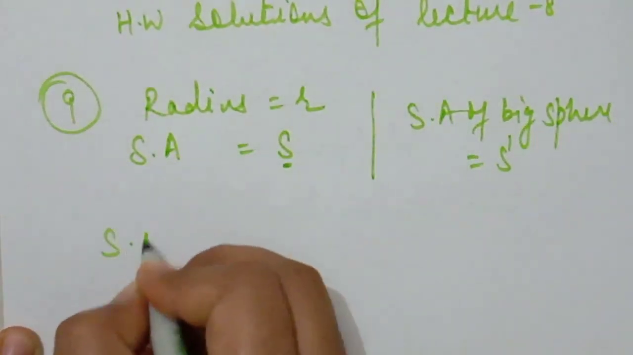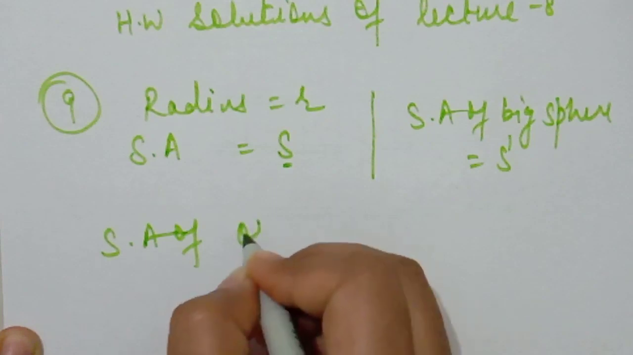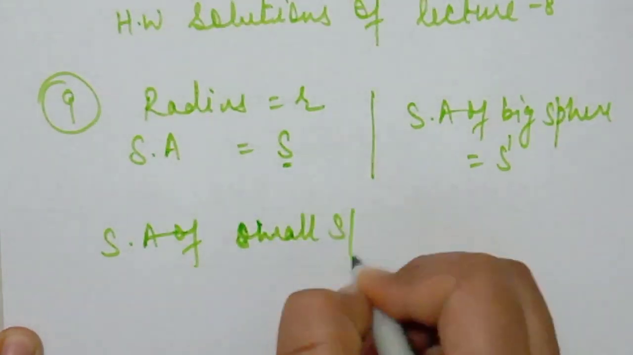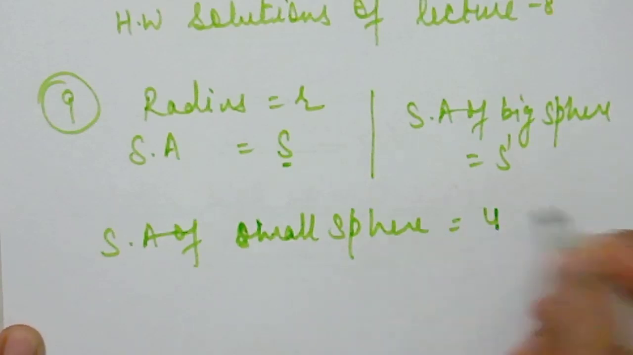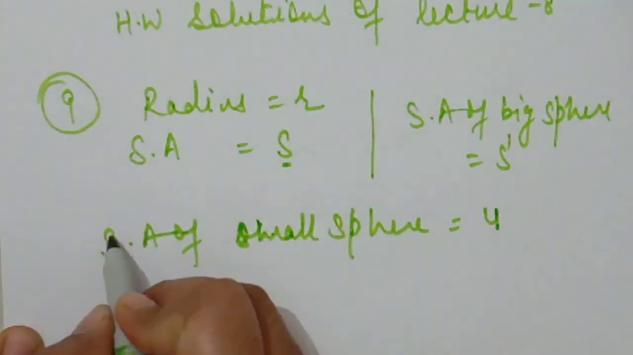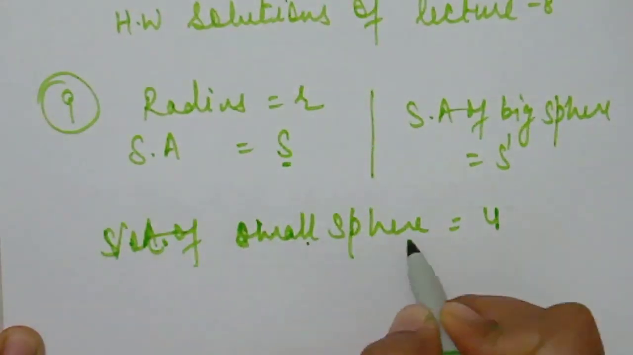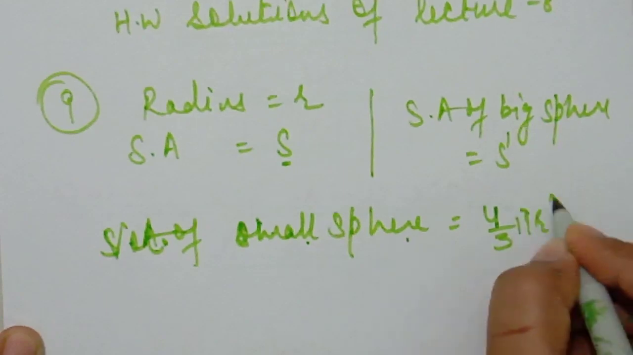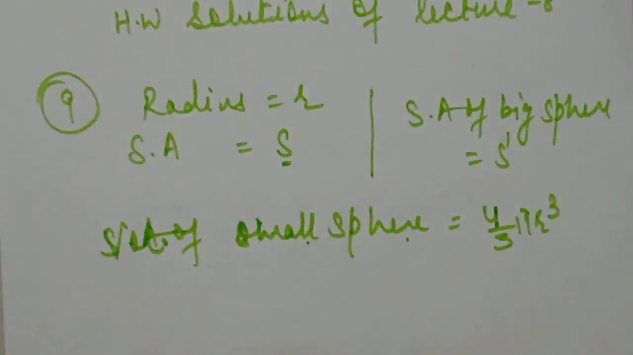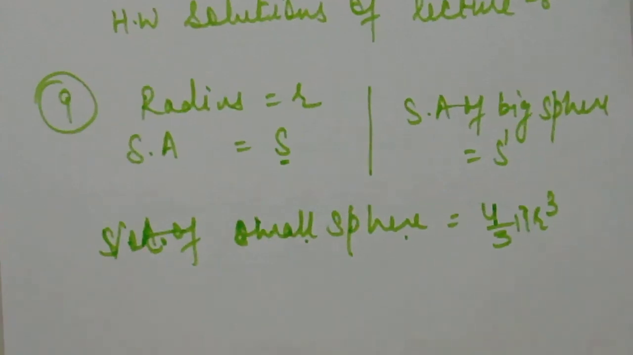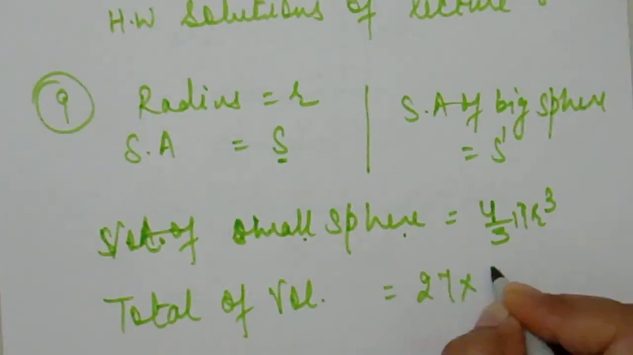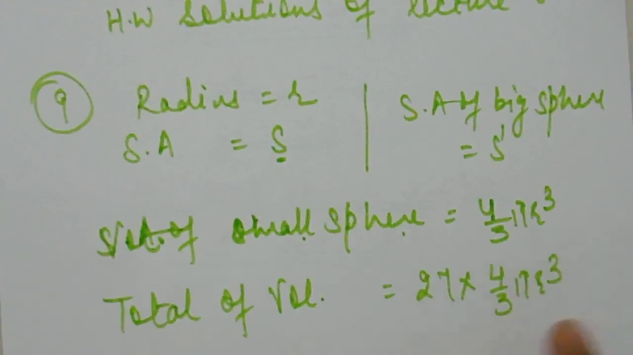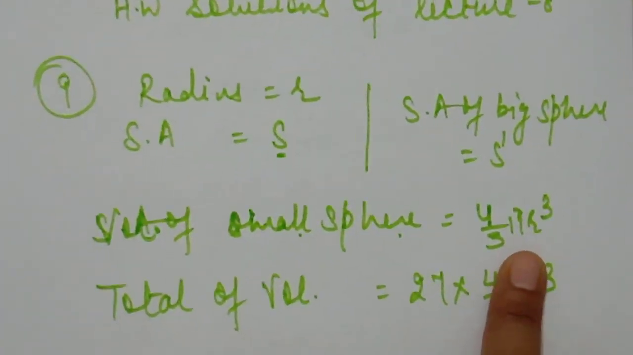Okay, so the surface area of the small sphere is already given. Volume of the small sphere is 4/3 pi r cube, but we have 27 solid spheres and we have to melt the 27 spheres. So the total volume is 27 multiplied by 4/3 pi r cube. This is the volume of the small spheres.